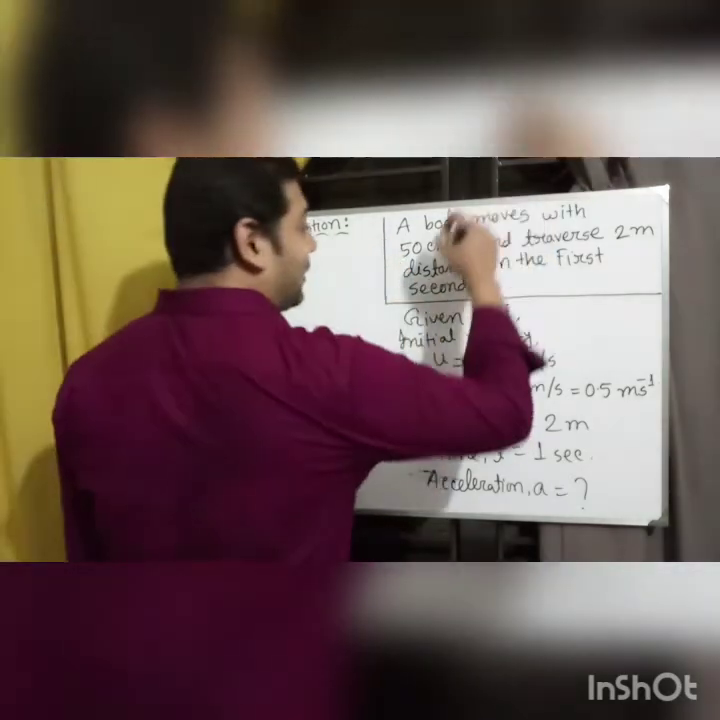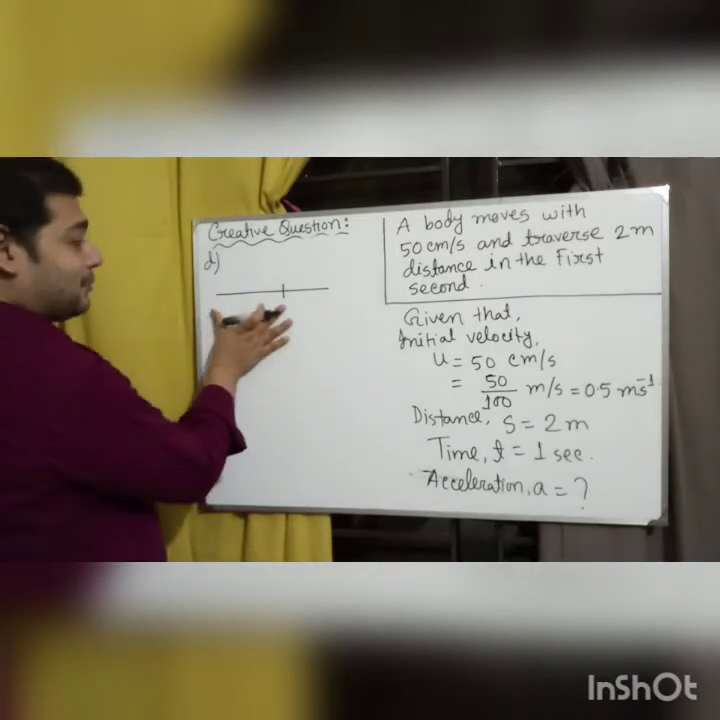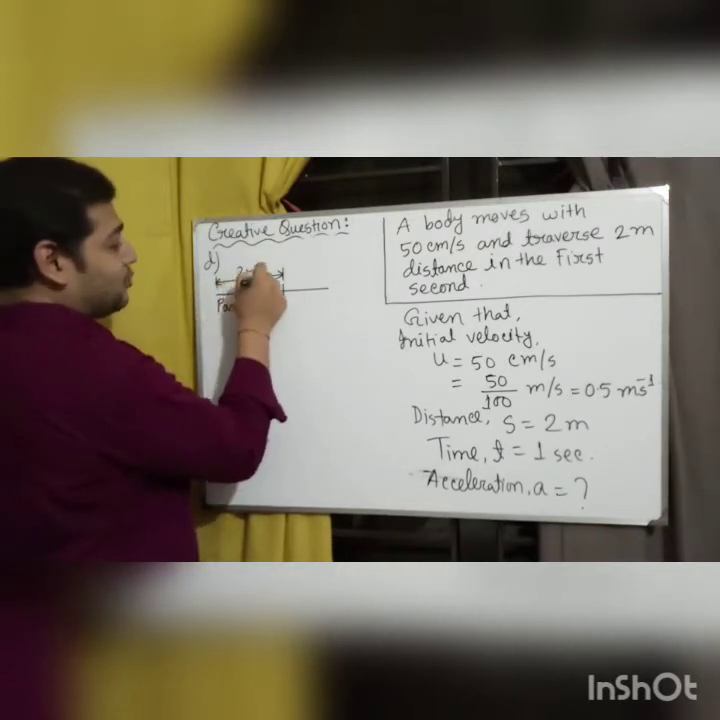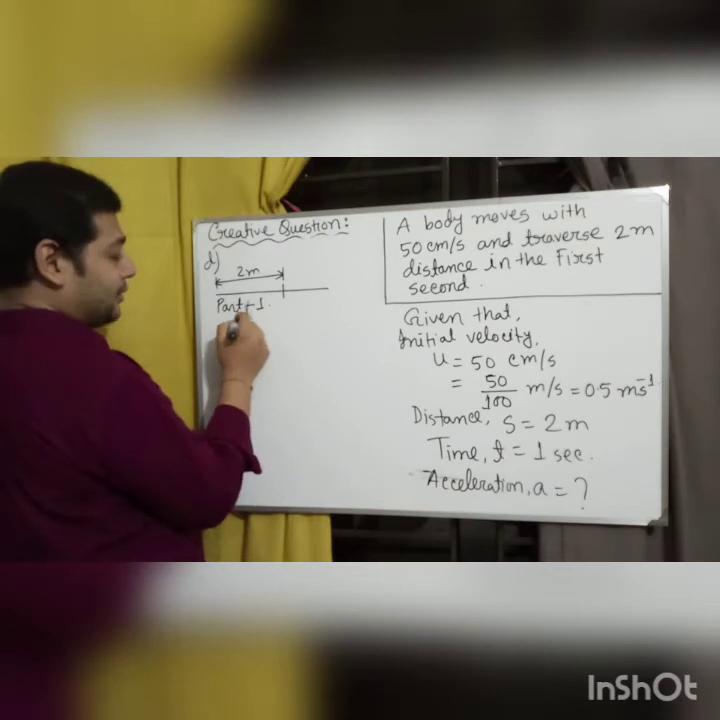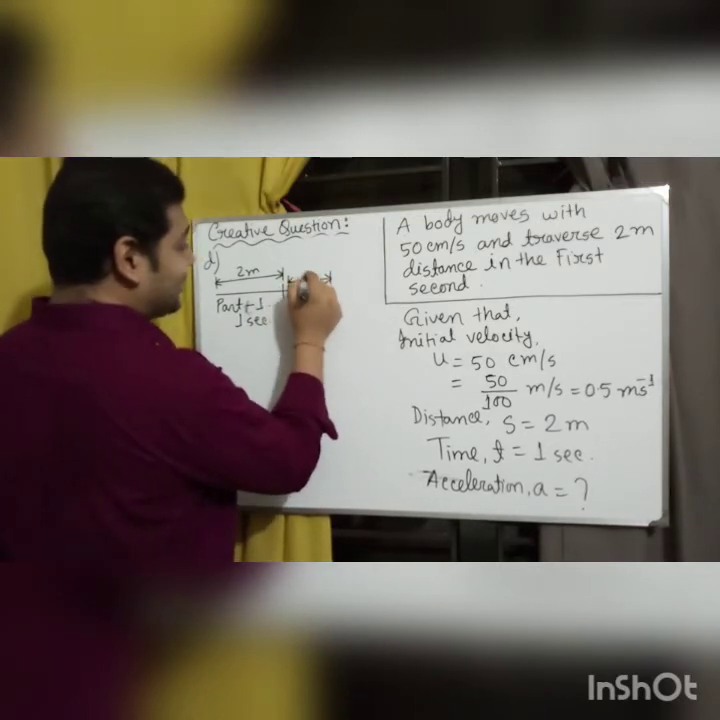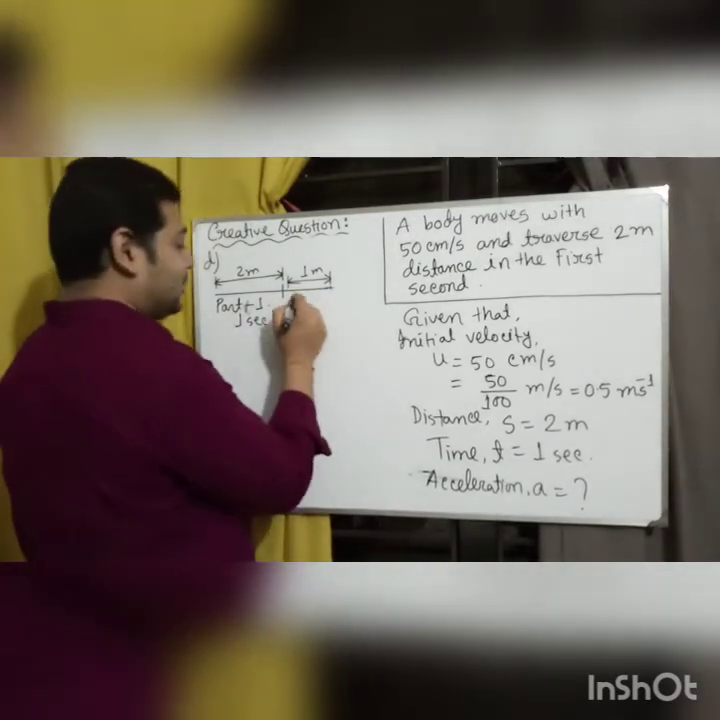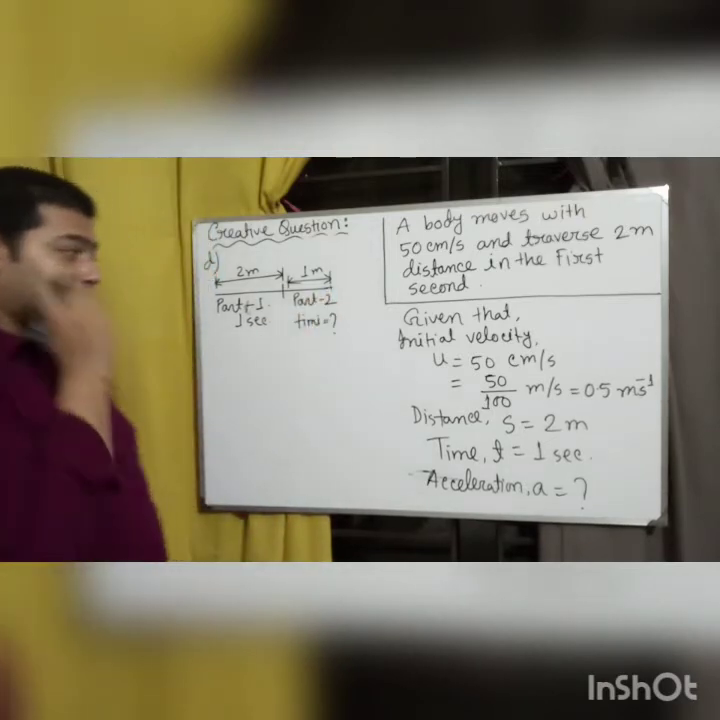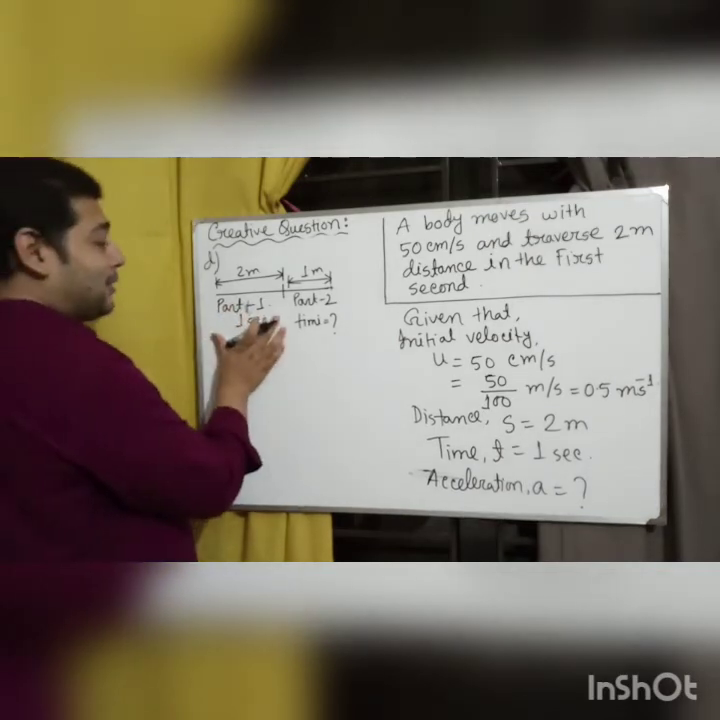From this part we can get a velocity like that. This is for the first part. Here the distance is 2 meters and the time needed is 1 second. And here the second part, the distance is 1 meter but the time t is what? This is part 2.